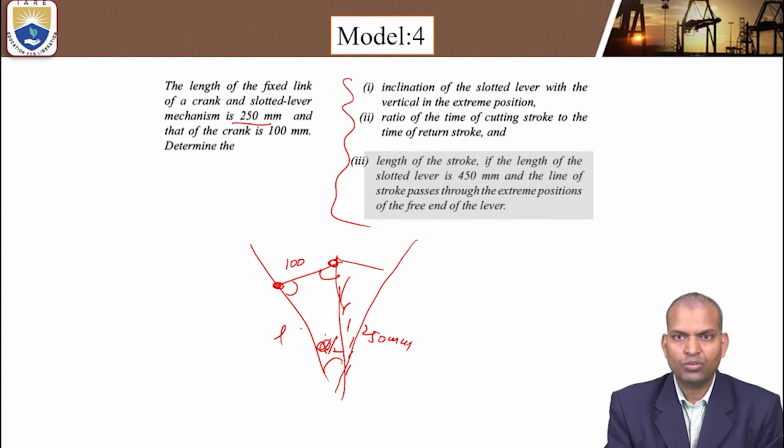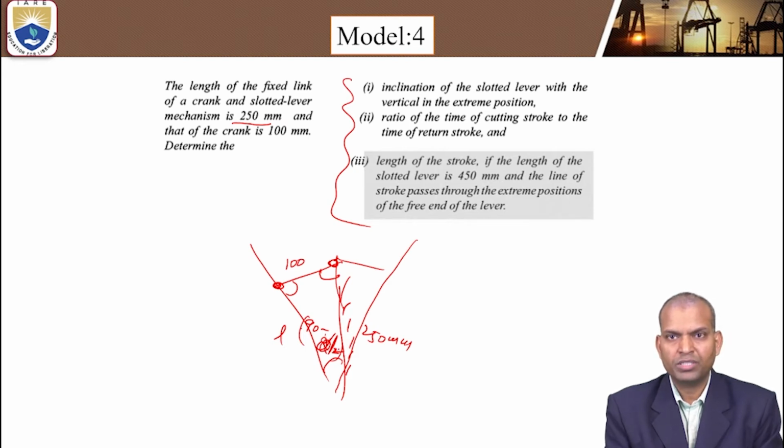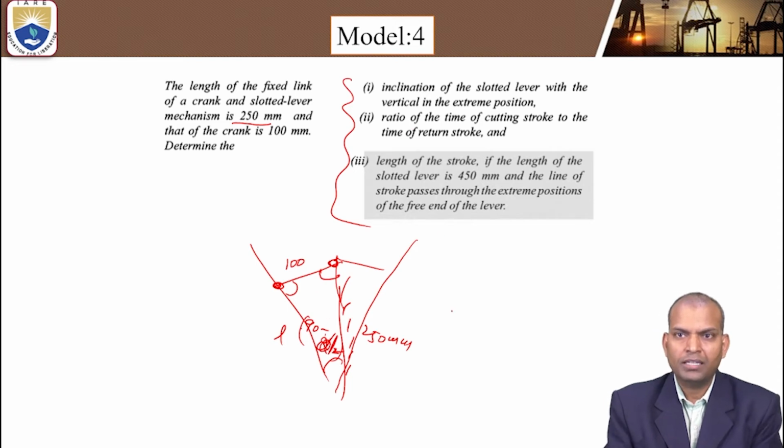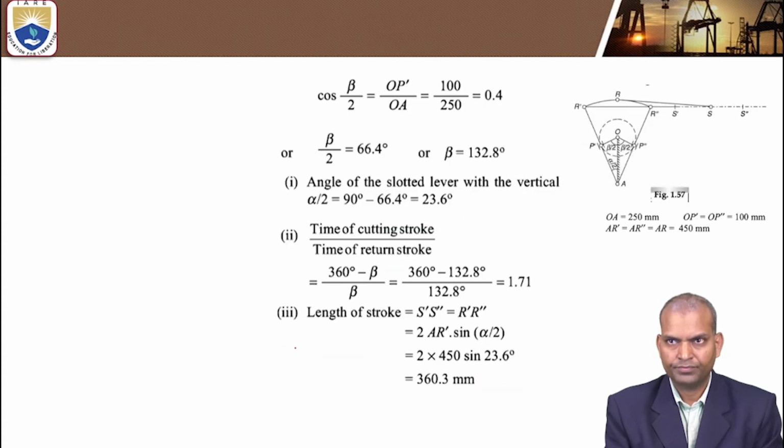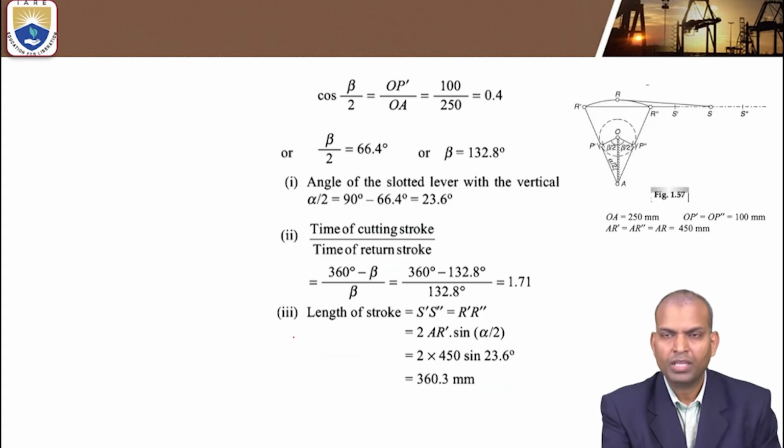We want the vertical angle. Then how does it come? We will see. This is 90 minus alpha by 2. Whatever the notation may be, this angle we require. This 90 minus alpha by 2, how does it come? Then we have to find the angles. And we want the ratio of the time of cutting to the time of return, and the length of stroke. Let us see.